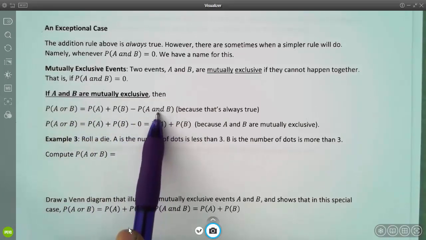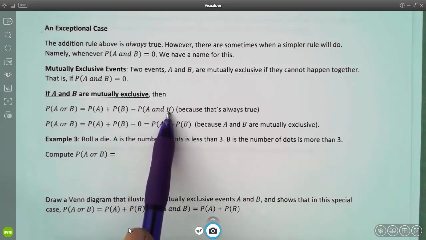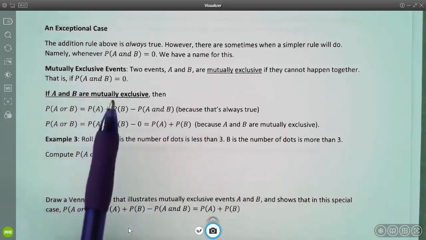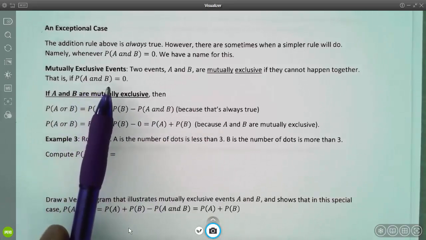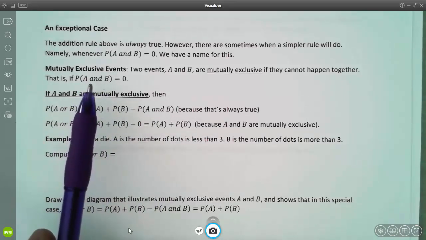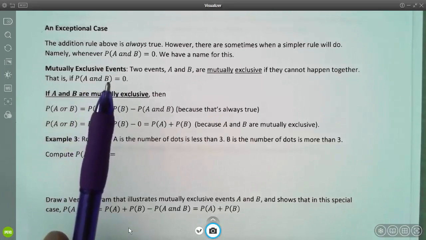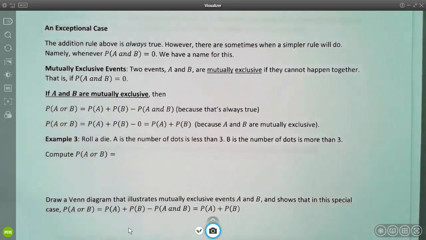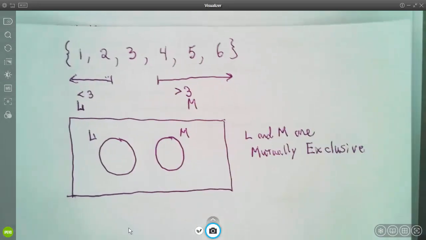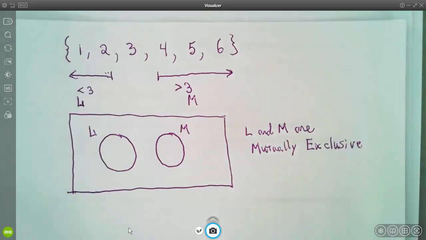But there is a time when a simplified formula will work, and that is whenever the probability that both A and B occur together is 0. If the probability that A and B occur together is 0, we're saying that these events essentially don't overlap. If one happens, the other one doesn't. A simple example of that, which we'll get to computing in just a minute, would be this.